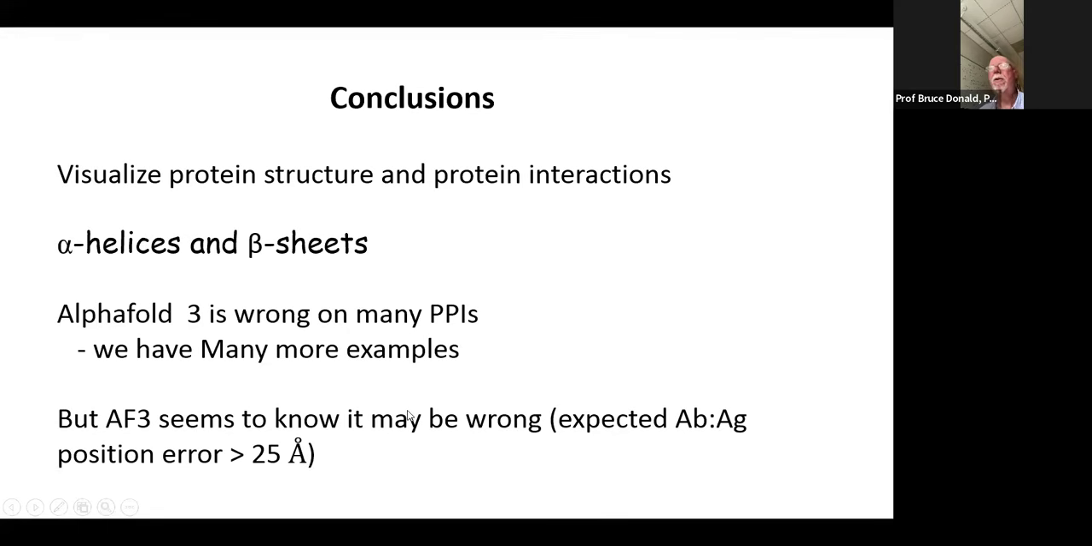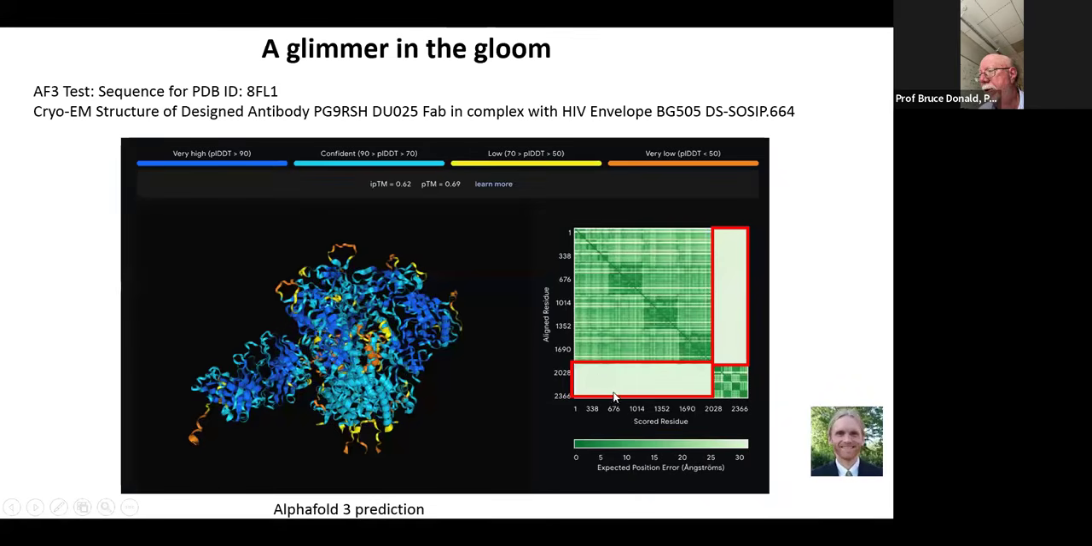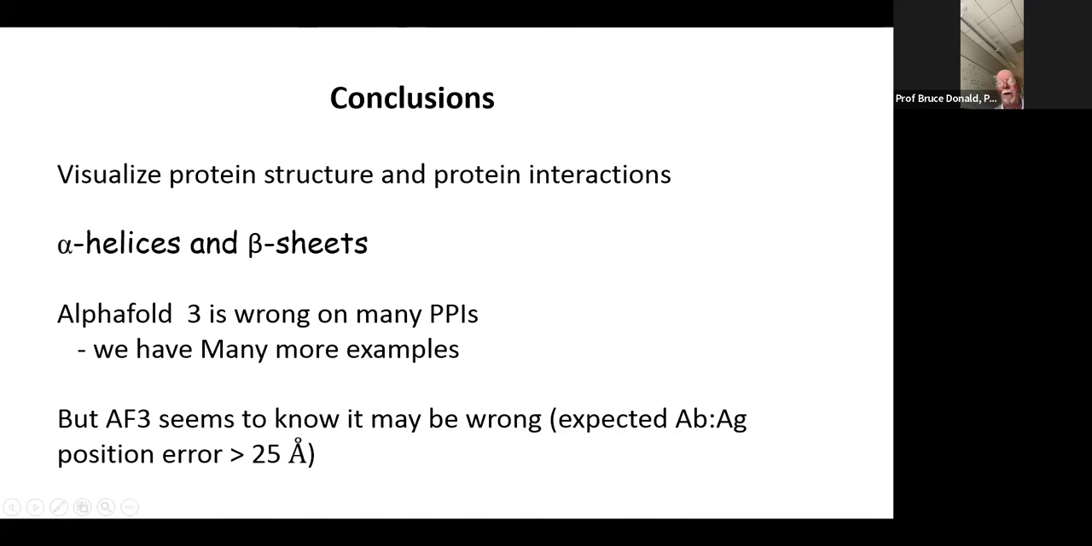However, the glimmer in the gloom, and that's what this title, A Glimmer in the Gloom, is, is that AlphaFold 3 seems to know that it may be wrong. So the expected error for interactions between the antibody and the target protein is very high. In this case here, 30 angstroms or more, right? So that's really, really big. So these distances, this is like 2 or 3 angstroms here. That's really large positional or orientational error.